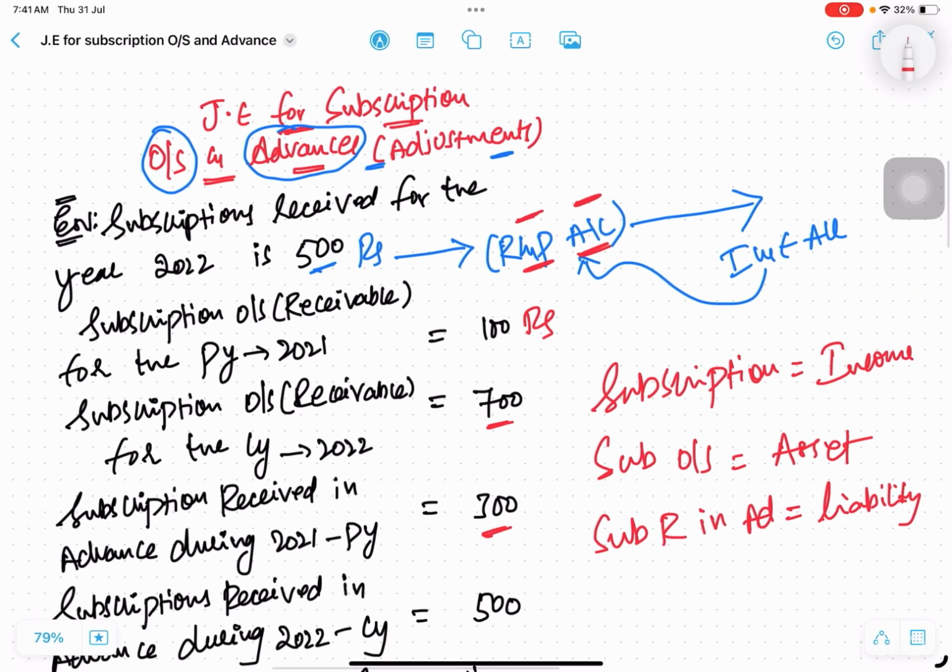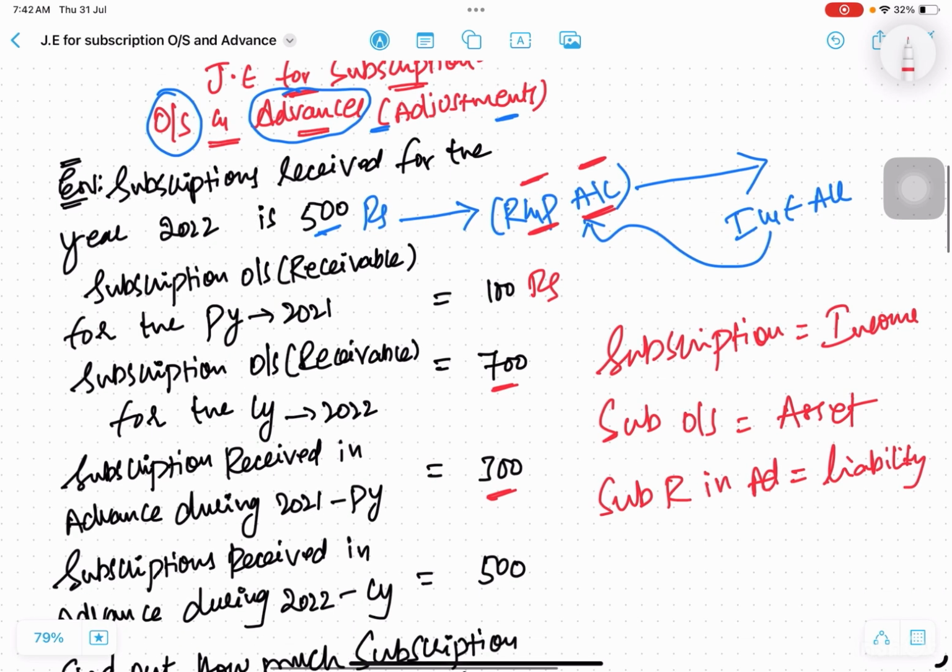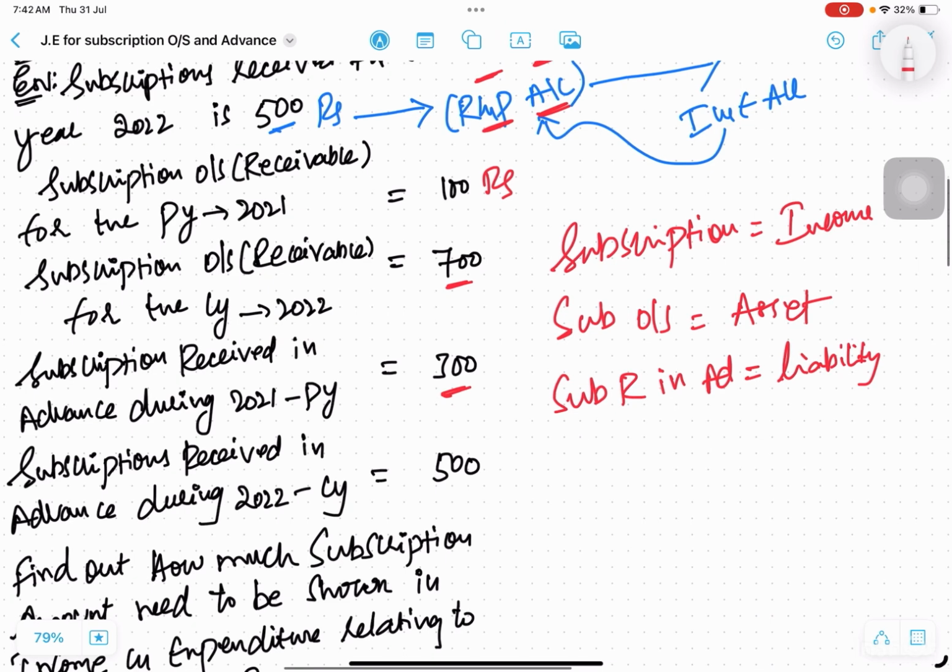This is C. Anjud. Today we are going to understand about adjustment relating to the outstanding subscriptions and subscription received in advances. How to adjust that with the subscription account. Basically, subscription is the income. Subscription outstanding is the asset. Subscription received in advance is the liability.